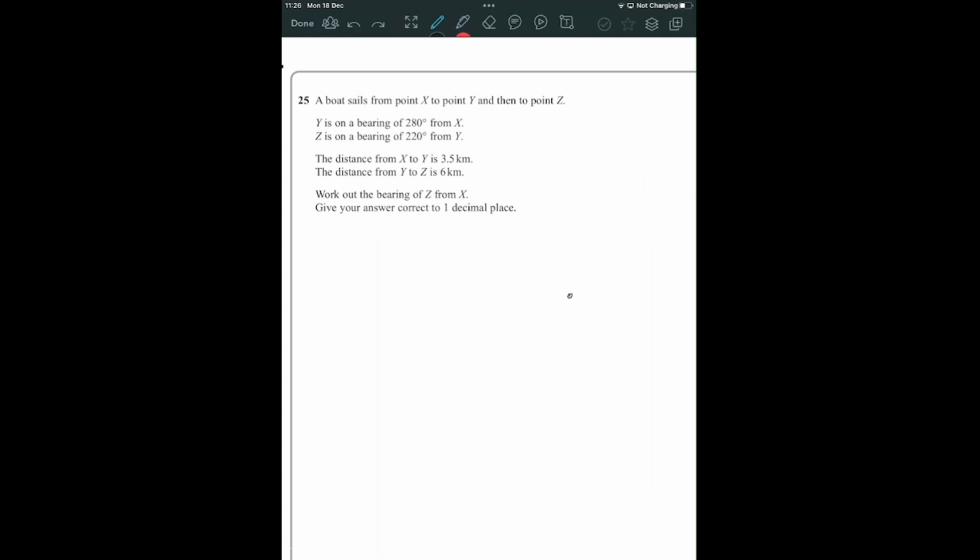This is one where you might want to draw and redraw the picture to try and make it look as accurate as possible. Y is on a bearing of 280 from X. 280 is roughly in that direction. And I'll label on an angle in a sec. And Z is on a bearing of 210 from Y. 210 is roughly in that direction.